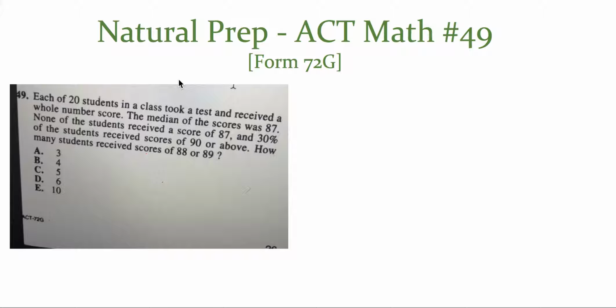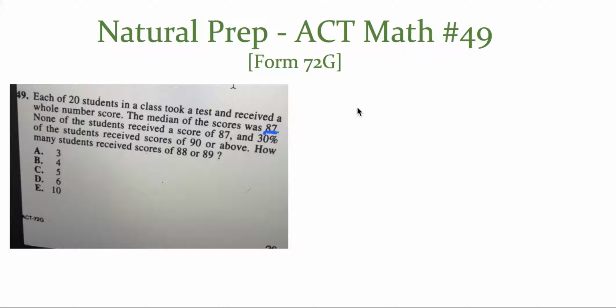Each of 20 students in a class took a test and received a whole number score. The median is 87. None of the students received a score of 87. So that tells me that the average of the two middle numbers is 87.